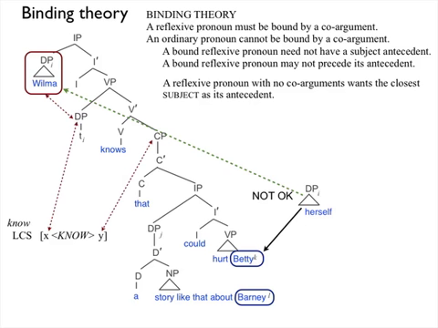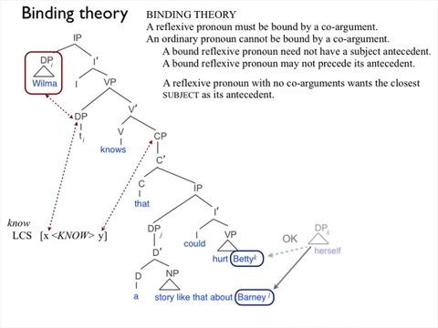The reason is that there's a closer subject, right? That would be because a story like that about Barney is a subject in that clause, right? And so there is a closer subject, you want that. But even though, I guess it's just that the subject can't itself possibly be an antecedent here, right? And so, well, herself maybe isn't all that bad, but it's pretty bad. But here, this is the interesting one, right?